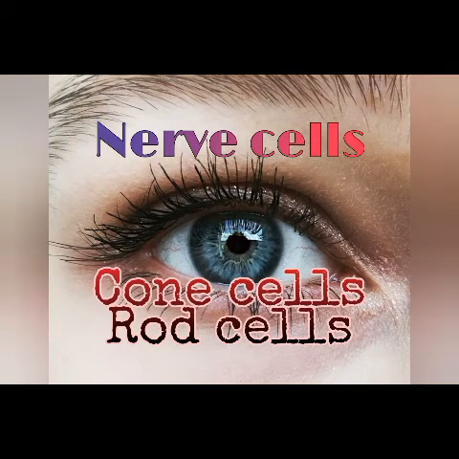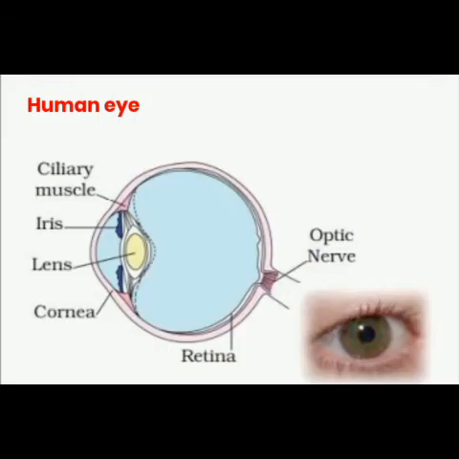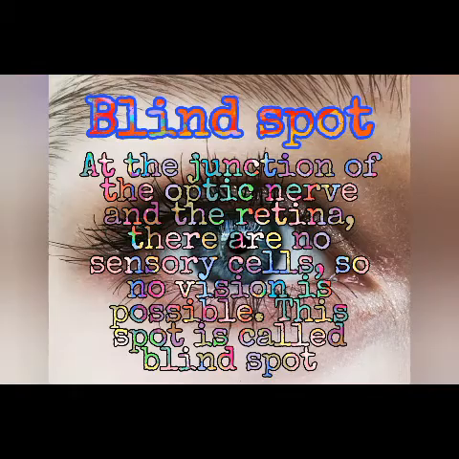At the junction of the optic nerve and the retina, there are no sensory cells. That is, there will be no cone cells and no rod cells. So the light rays falling on that spot will not be detected and so no vision is possible at that spot. This is called the blind spot.